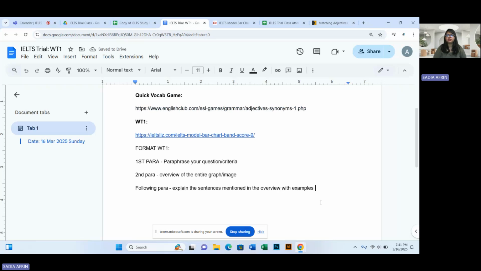And remember, there is no conclusion in writing task one. If you write it, it will be wrong. You might lose marks because the examiner will be disappointed knowing that you did not learn the format well. That means you did not practice the writing test. So of course, examiners want to be assured that you have practiced your IELTS section test every single possible way to be prepared for the exam.